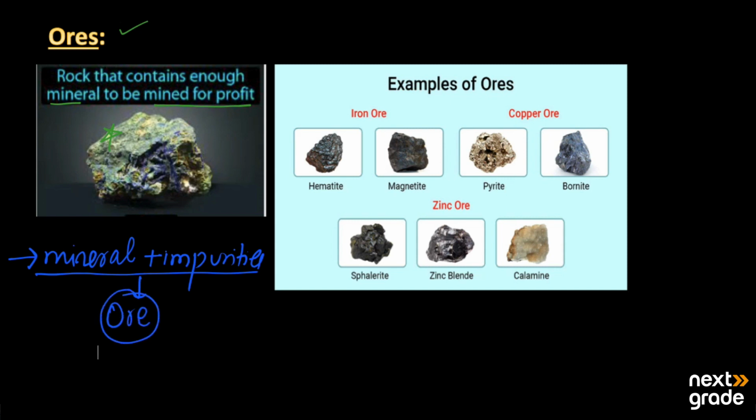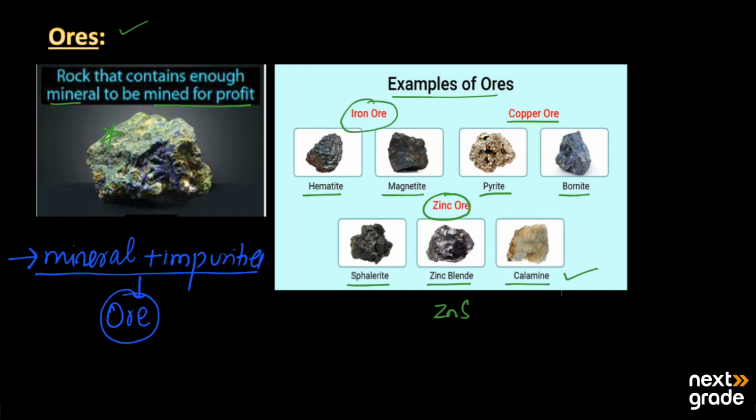Here we have different examples of the ore. Iron ores are hematite and magnetite. Hematite is an ore of iron. The copper ores are pyrite and bornite. Then we have the zinc ore. Zinc is present in three ores. The first one is franklinite, the second is zinc blende, which is zinc sulfide, and we have the calamine. It is also an ore of zinc.